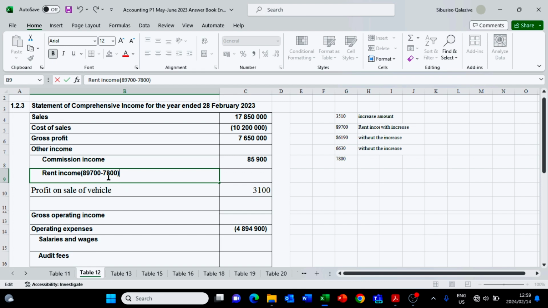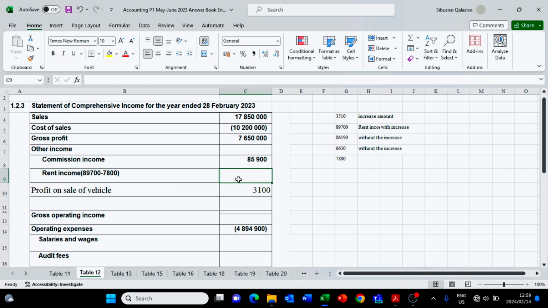So now we are going to subtract it on our rent income, which is the 89,700 minus 7,800. I hope we're together on that one. So 89,700 minus the 7,800 is going to give us 81,900.